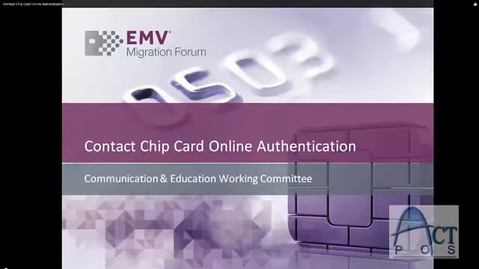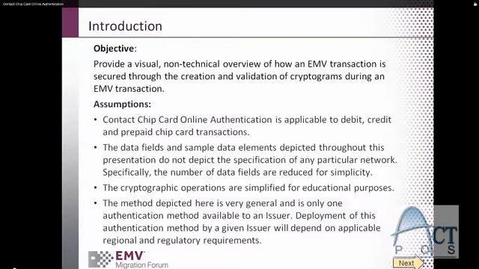This is a presentation by the Communication and Education Working Committee of the EMV Migration Forum, Contact Chip Card Online Authentication. The purpose of this presentation is to provide a visual, non-technical overview of how an EMV transaction is secured through the creation and validation of cryptograms during an EMV transaction.